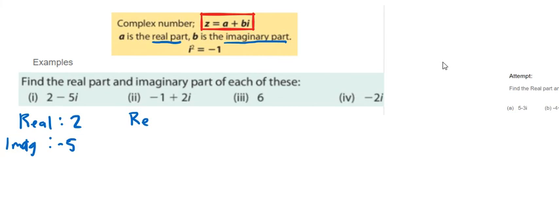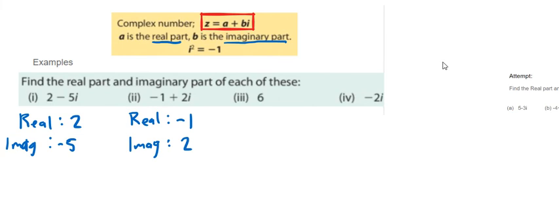The next one, the real part would be, so the bit that's not connected to an i basically, is minus 1 here. And then the imaginary part would be the 2, because it's right beside the i.